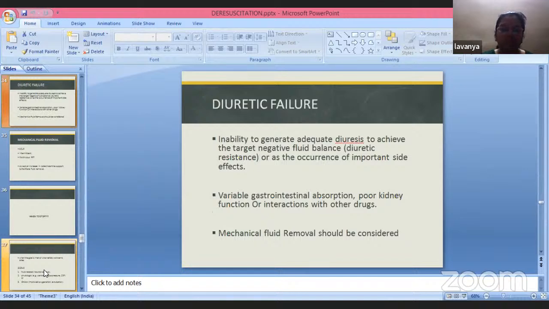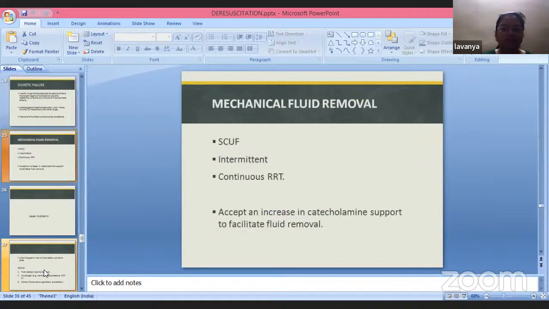So when we give diuretics for active fluid removal, if the diuresis is not able to achieve adequate diuresis to get a negative fluid balance, to target a certain negative fluid balance, or if any important side effects are occurring because of the diuretic, then it is called diuretic failure. This is occurring because all the patients have different GI absorption and they have poor kidney function or interactions with the other drugs. So when there is a diuretic failure, you consider mechanical fluid removal.